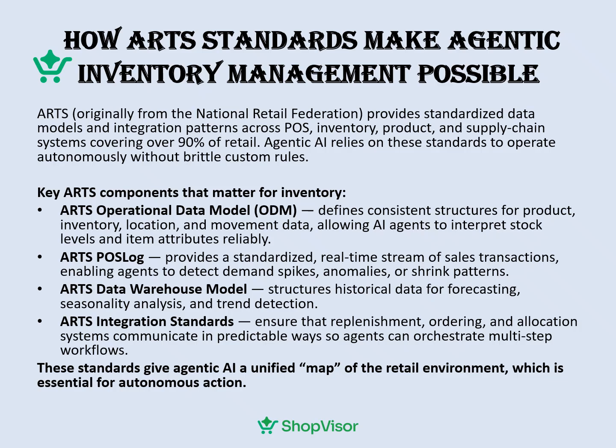So what are the key components of ARTS that matter for inventory? Well, first and foremost, the foundation of ARTS, which is the data model. It defines consistent structures for product, inventory, location, and movement data, allowing agentic AI agents to interpret stock levels and item attributes reliably. POSLog, the primary message model for retail, provides a standardized real-time data stream of sales transactions, enabling agents to detect demand spikes, anomalies, and shrink patterns. That's the heart to making that work.